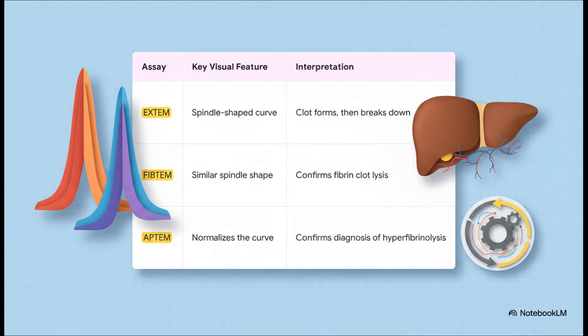The classic ROTEM signature for hyperfibrinolysis is something you'll never forget once you see it. The trace starts to build a nice, healthy clot, but then it just melts away. It narrows into this characteristic spindle shape right before your eyes as the clot dissolves.